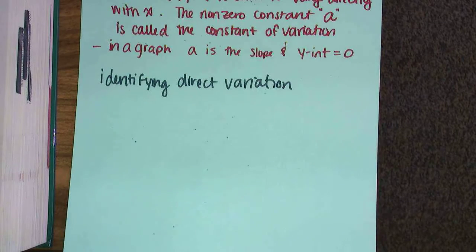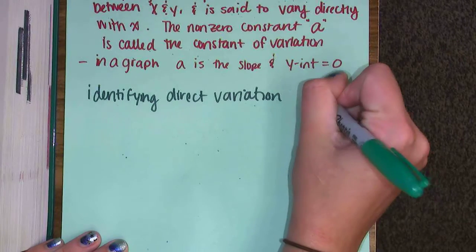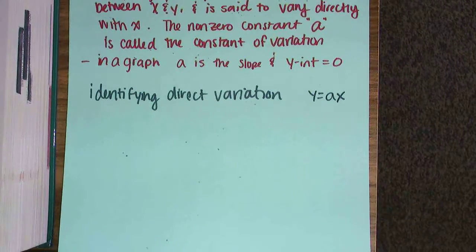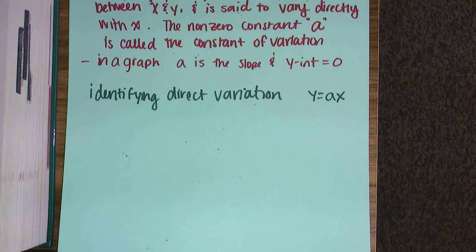If I want to know if the equation represents direct variation, I need to look at a couple things, and it needs to be written in the form y is equal to ax. If there's anything other than y is equal to ax, then it is not direct variation. Now, a can be negative, but there can't be anything added on or subtracted over here.